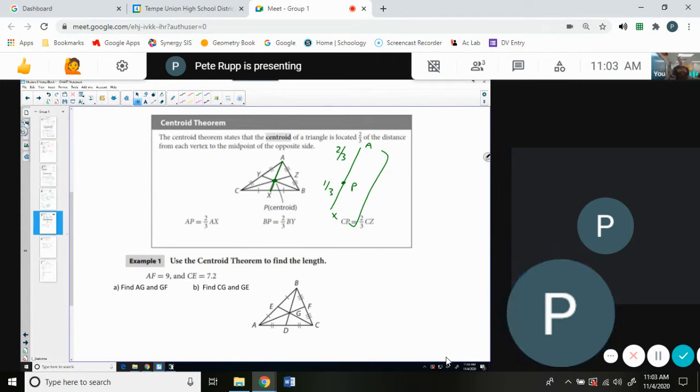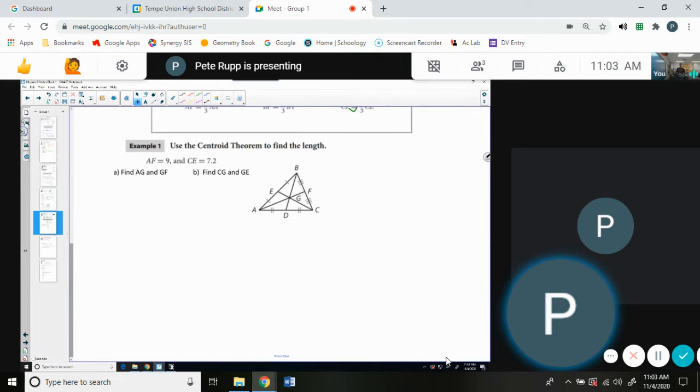If you're looking at the triangle and it's asking you to find the short piece, you multiply the whole length by 1/3. If it's asking you to find the longer piece, you multiply the whole length by 2/3. We're going to get a little practice with that on the next examples. It says use the centroid theorem to find the length. First of all, it's marked as the centroid. That's a midpoint because those two pieces are congruent, and this is a midpoint because those two pieces are congruent. It looks really similar to the circumcenter where we did the perpendicular bisectors, but notice there are no perpendicular marks here or anywhere.